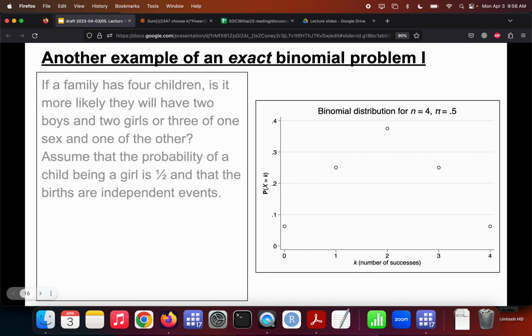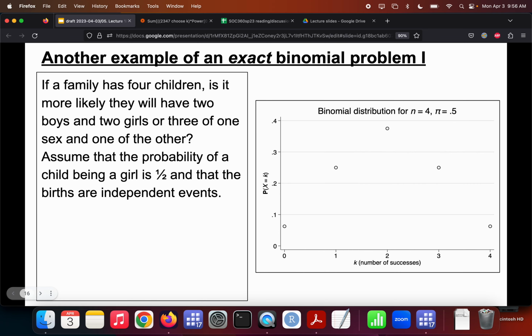Here's an example of an exact binomial problem, just for the sake of showing that we can sometimes solve these very easily by hand. So here's an example that's pretty similar to the one I mentioned before. If a family has 4 children, is it more likely that they will have 2 boys and 2 girls, or 3 of one sex and 1 of the other? Assume that the probability of a child being a girl is 1/2, and that the births are independent events. This is a less sociological example. The idea is that in this case, we have a sample of size 4. So this family is one draw from this overall binomial distribution with, in this case, a fixed parameter 0.5 and a fixed sample size 4.